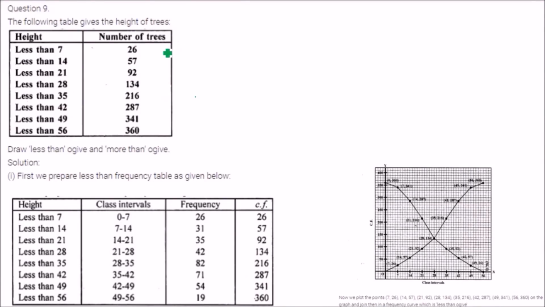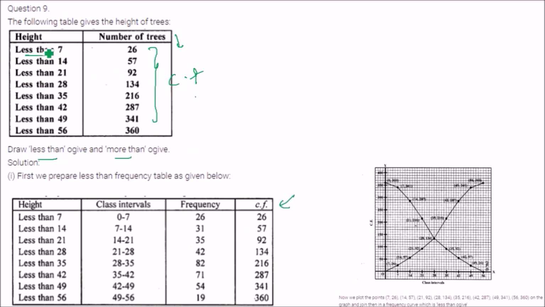Next question is, the following table gives the height of the trees. If you see, we have to draw less than and more than. In the question itself, it is given as less than 7, so we don't have to do anything. We will just try to find the frequencies, because this is already cumulative frequency. When the less than data is there, this is already a cumulative frequency.